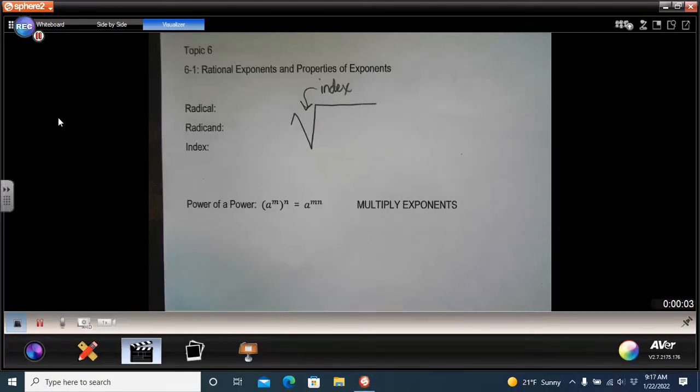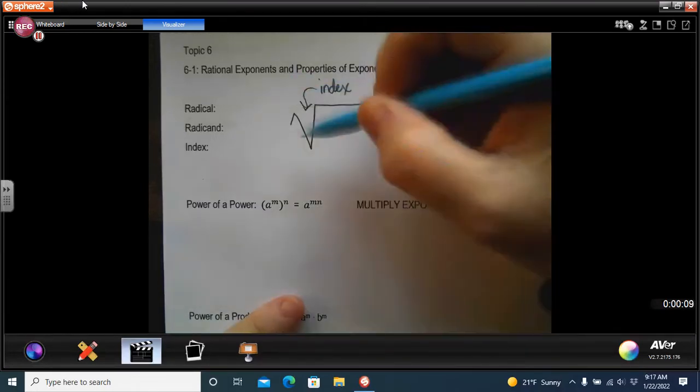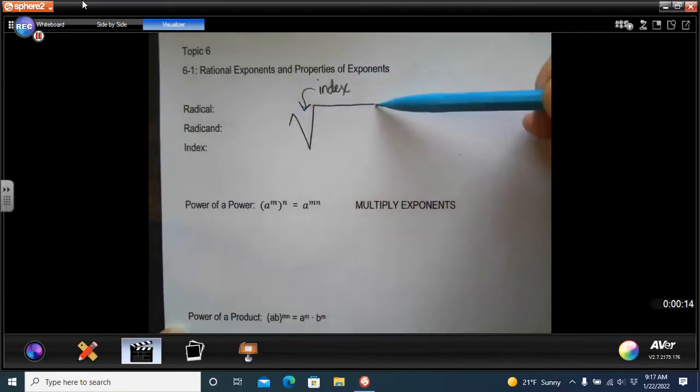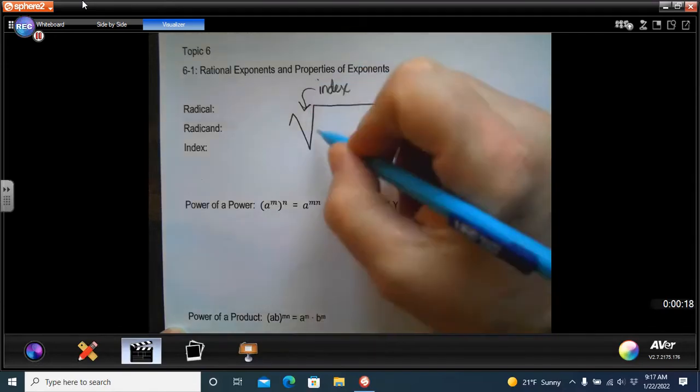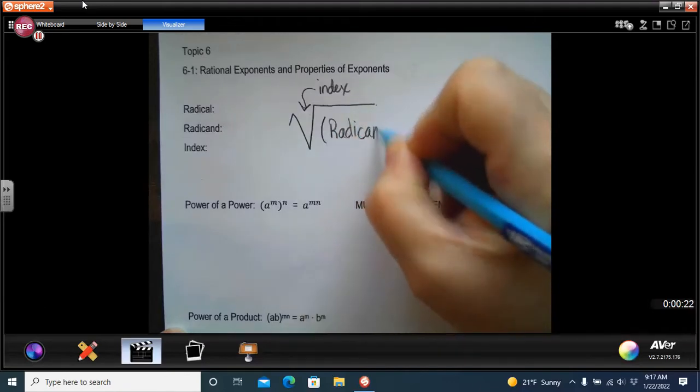All right, this is for Advanced Algebra 1, Topic 6, Section 6. So, definitions. This is a radical symbol. Then the number that appears here is the index. The thing that appears underneath here is called the radicand.